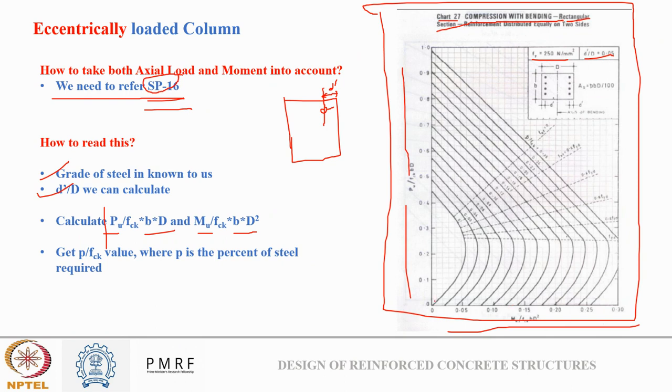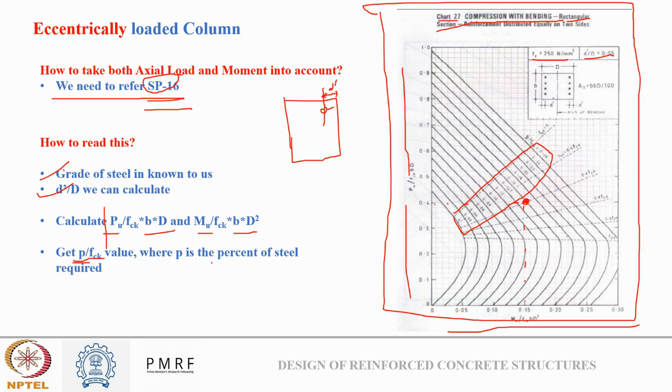Okay, based on these two values of Pu and Mu, what will I find? I will find their interaction point. Based on the interaction point, I will see on which curve or close to which curve this interaction point is lying. Suppose this is lying on this curve. So I will look at the value which is reported here. What is this value? This value is percentage of steel upon fck. So if this value is 0.1, then the percentage of steel I need to provide is 0.1 times fck.